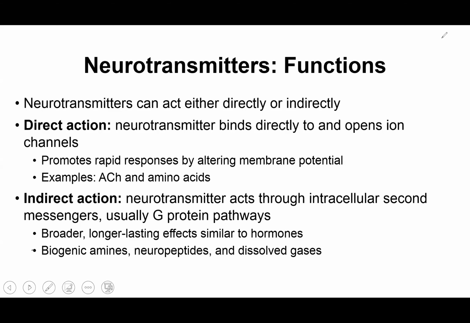So the other way that we can classify these neurotransmitters based on their functions is by their actions, and specifically whether or not they have a direct action or an indirect action.